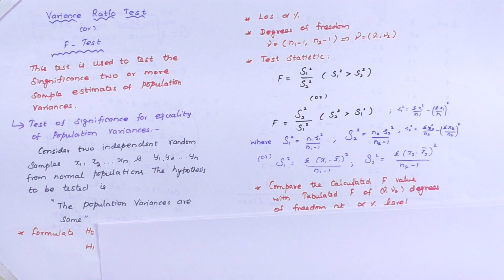Next, compare the calculated value of F with the tabulated value of F at 5% level or 1% level with the corresponding degrees of freedom, and we conclude that if the tabulated value is less than the calculated value, H0 is rejected, or if the calculated value is less than the tabulated value, H0 is accepted.